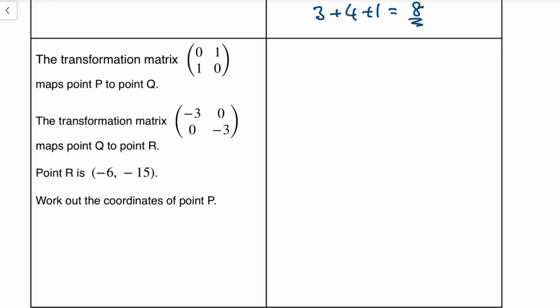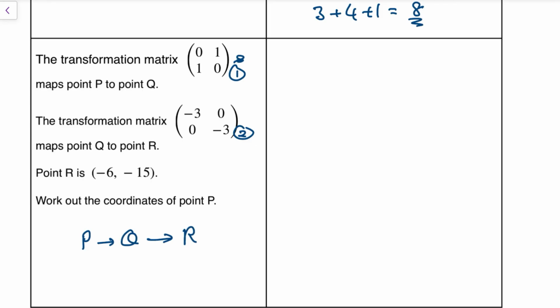Next question. Transformation question. The transformation matrix (0, 1, 1, 0) maps the point P to Q. The transformation matrix (-3, 0, 0, -3) maps the point Q to R. R is a point (6, 15). Okay, right. So just to be clear, we're going from P using this matrix here to Q, and then we're going from Q to R. So we'll call this matrix 1 and we'll call this matrix 2. Work out the coordinates of the point P.